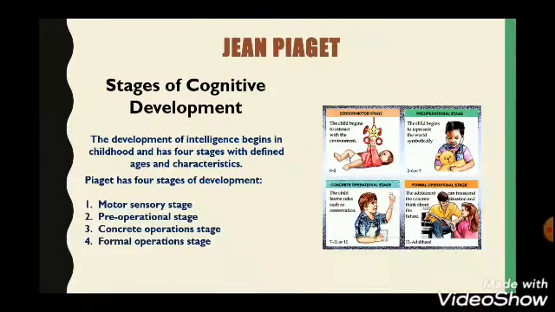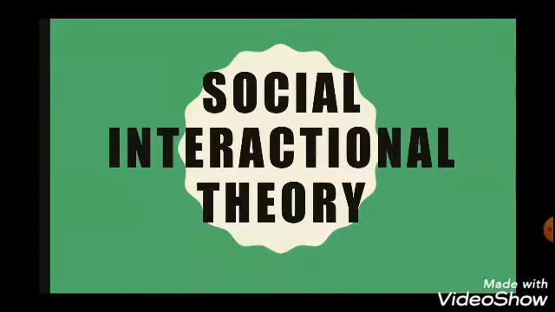For example, Jean Piaget and his theory of the stages of cognitive development is about the development of intelligence, which begins in childhood and has 4 stages. We define age and the characteristics. Sensorial stage, pre-operational stage, concrete operational stage, formal operational stage.